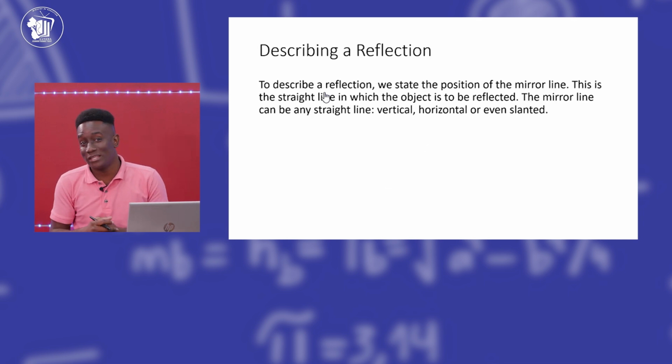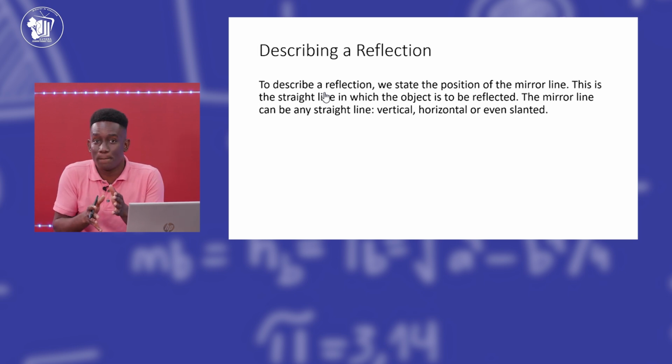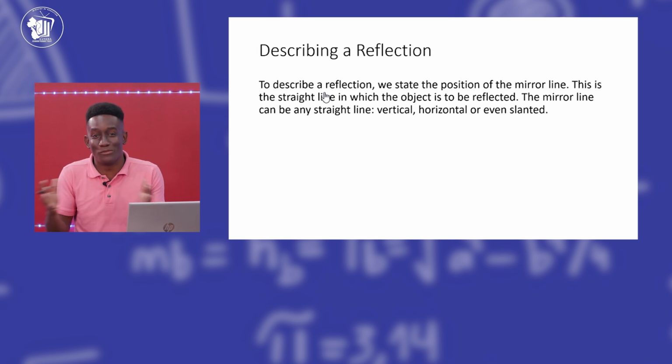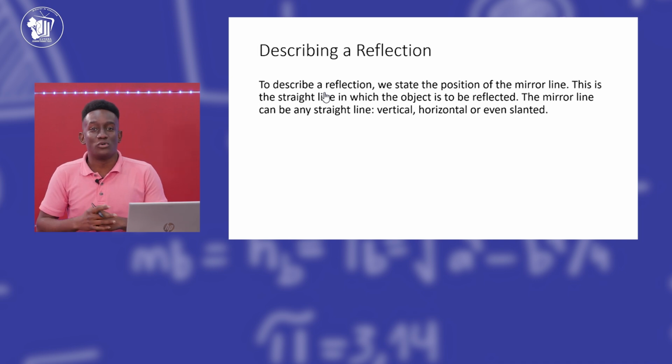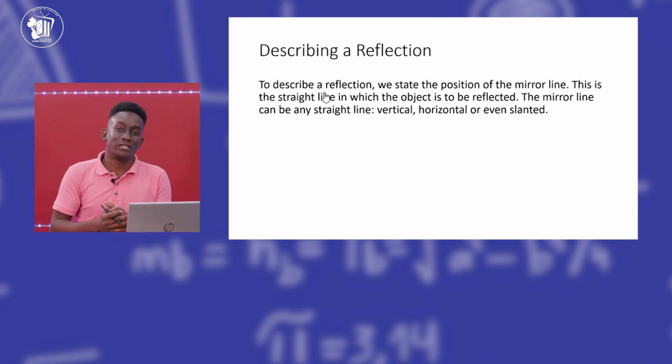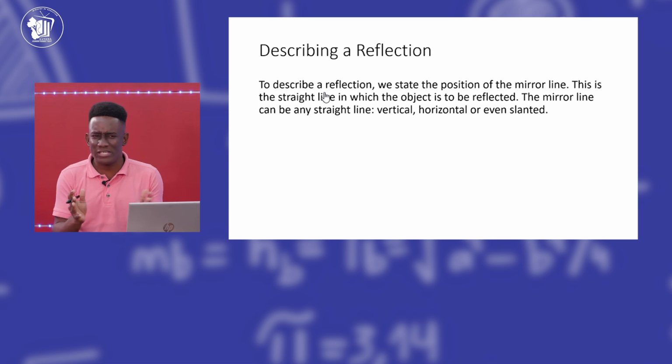Now let's look at how we can describe a reflection. To describe a reflection, we state the position of the mirror line. That is the first thing we must find, because if you want a reflection to happen, there must be a mirror. This is a straight line. The straight line can be horizontal, vertical, or even slanted, and to get this line, we must state the equation of that line. Most times it's horizontal or vertical, and stating the equation will be very easy. Sometimes it's slanted, and when it's slanted, we know how to find the equation of a slanted straight line. So let's head into an example.